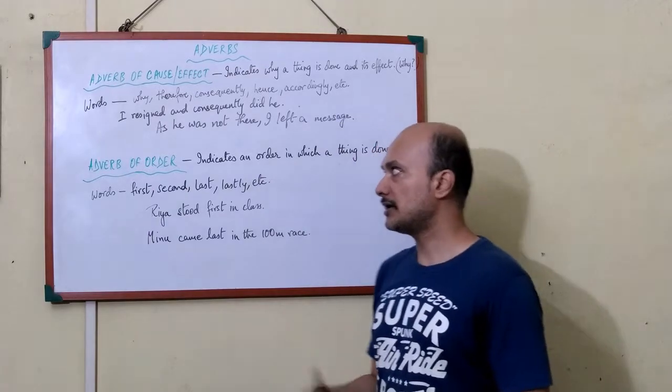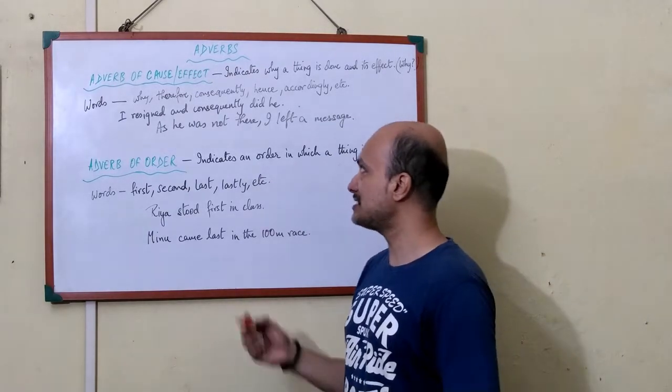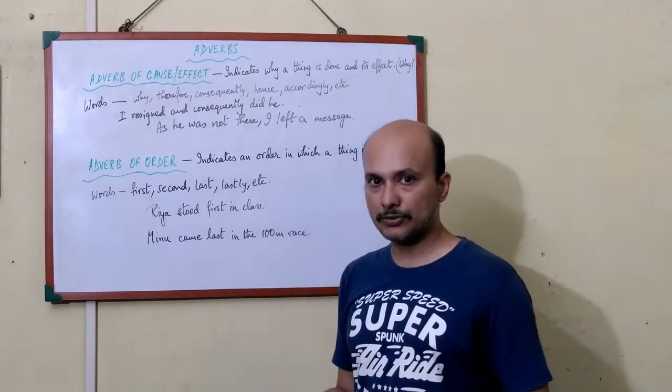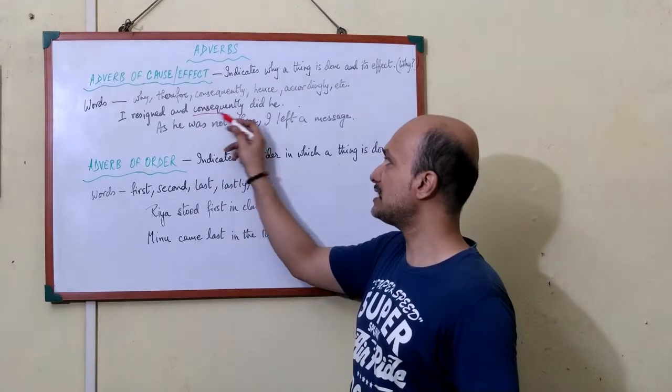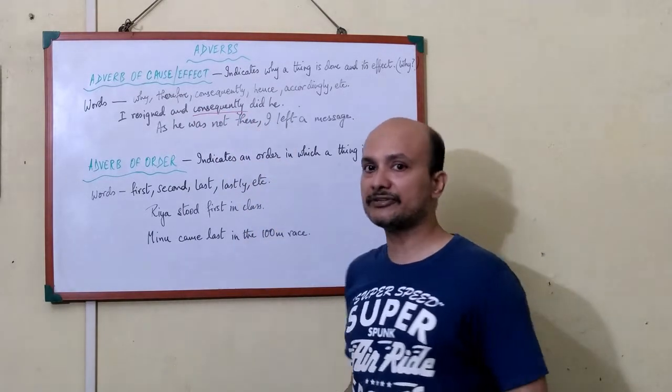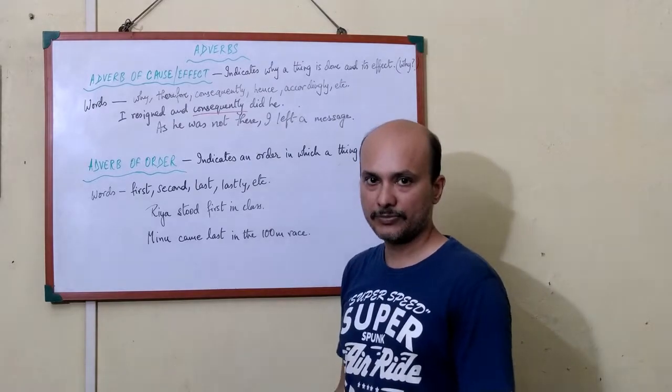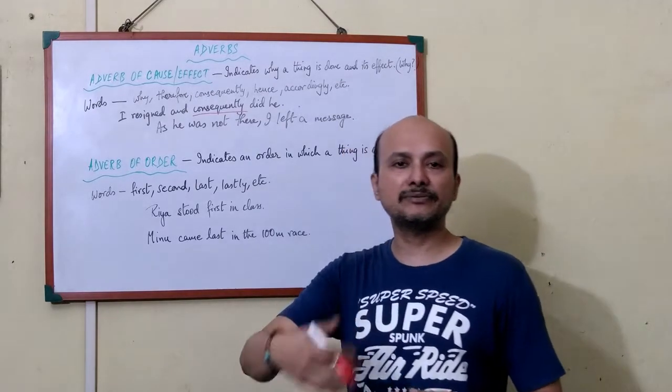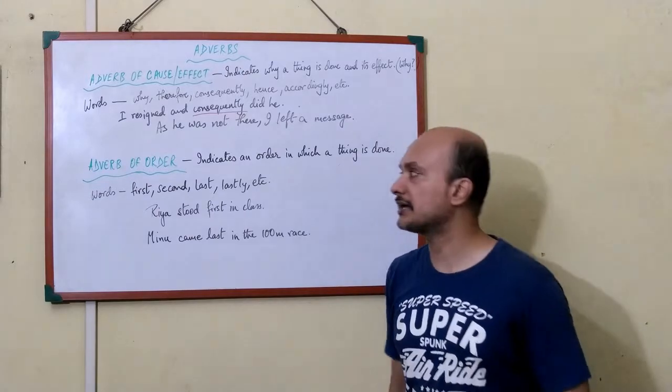regard. Example, I resigned and consequently did he. I resigned, okay. And what was the result? Consequently. Consequently means immediately after that, did he. He also resigned. So I resigned and consequently, that is immediately after, he also resigned.